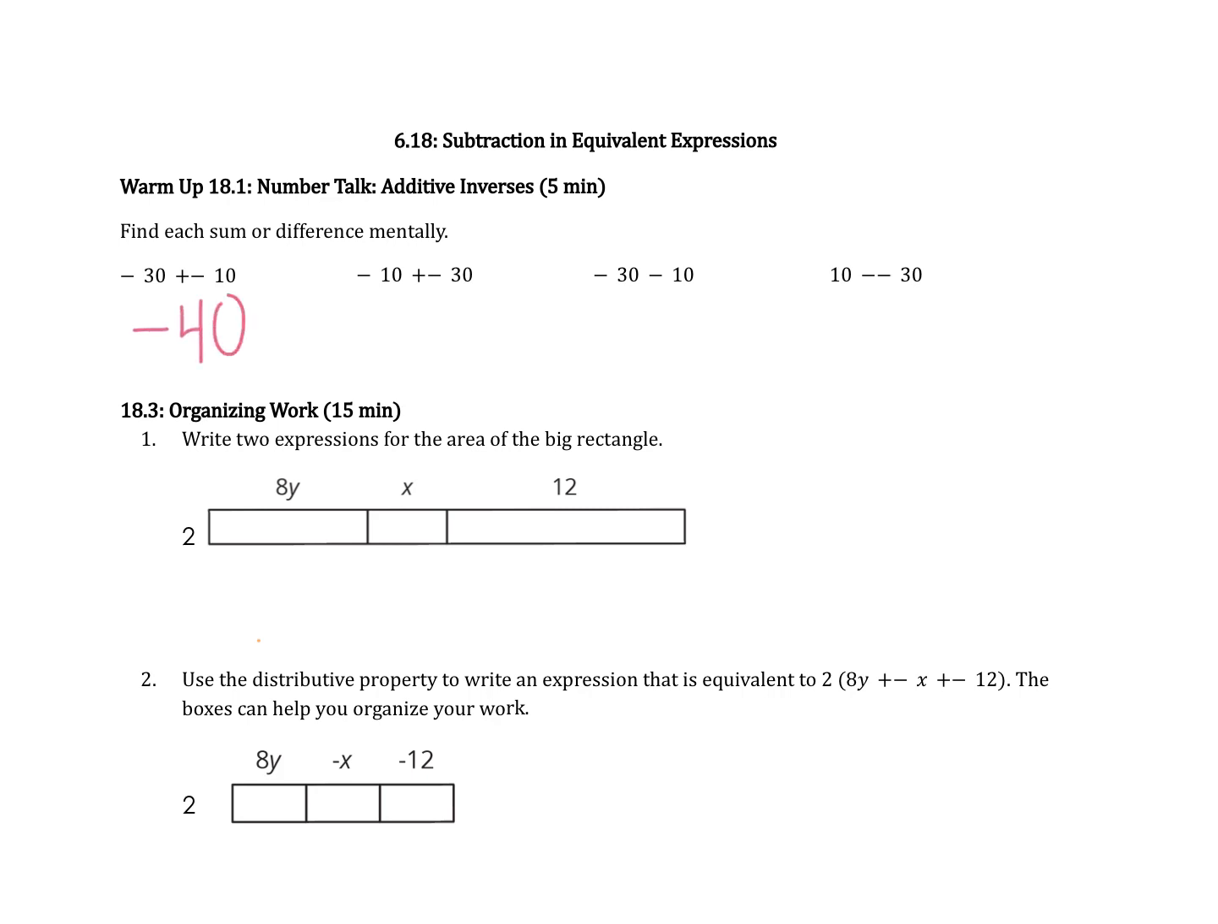For the next one, negative 10 plus negative 30, this is the commutative property, which means it's the same as negative 30 plus negative 10. So again, our answer is negative 40.